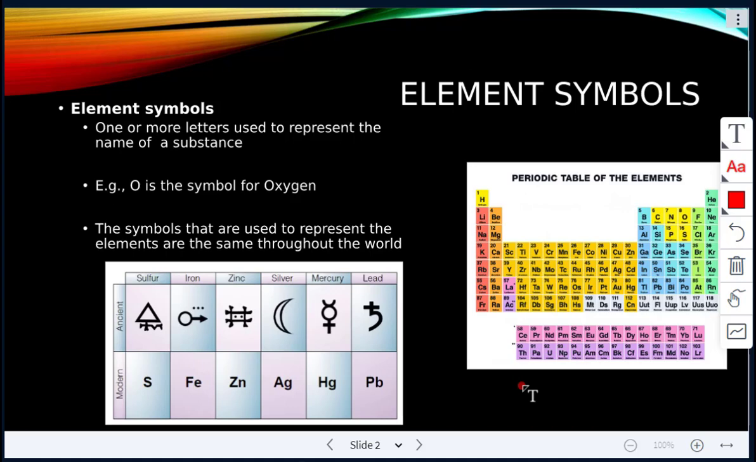Some of the elements you'll notice have two letters. The first will be a capital and the second will be a lowercase. So for example, Fe here represents iron. So capital letter, lowercase letter. For zinc, it's represented as Zn. Again, capital and then lowercase. It is important to get familiar with the periodic table, especially the first 20 elements, to be familiar with where they are on the periodic table.